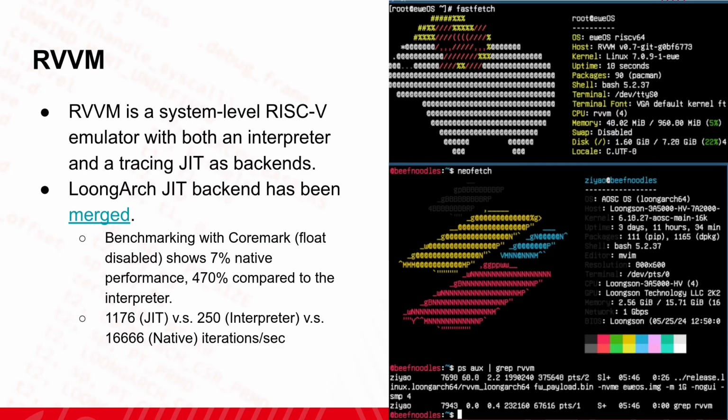And here are some benchmark results and some screenshots of a RISC-V distribution running on a LoongArch64 host through RVVM. There are still quite a lot of optimizations that could be done in the backend, for example, direct branch linking and some immediate loading optimizations. I'll have a look at them later.